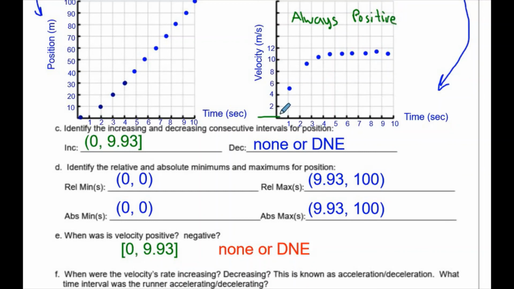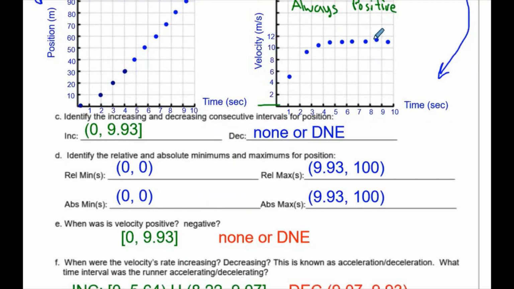But in terms of his velocity, his velocity is positive from 0 to 9.93. And another way of thinking about that is he's always moving forward. Velocity has direction. So if your velocity is positive, it means you're simply moving forward. So when is his velocity negative? His velocity is negative none or does not exist, because that would mean that he turned around in the race and was going backwards, and that does not happen.